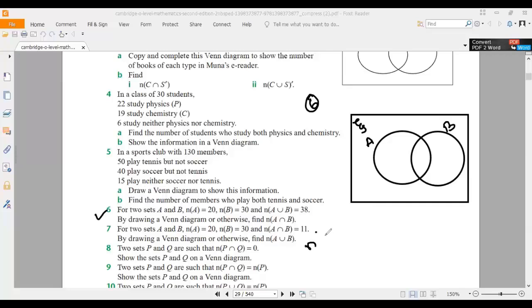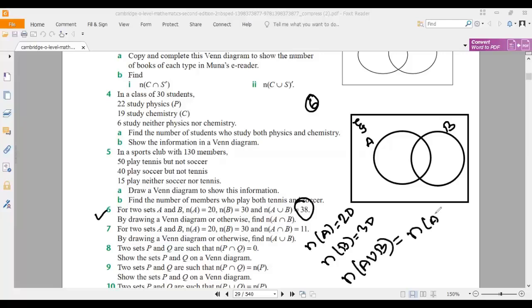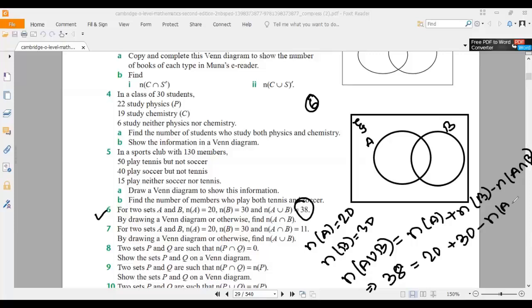Here the question says n of A equals 20 and n of B equals 30. Now, what is n of A union B? A union B means all members of sets A and B, so that will be 38. Using the formula, n of A union B is n of A plus n of B minus n of A intersection B. So 38 equals 20 plus 30 minus n of A intersection B.